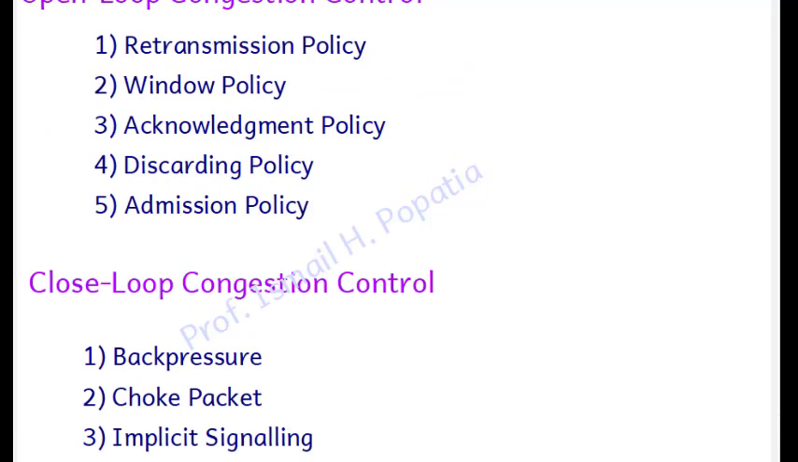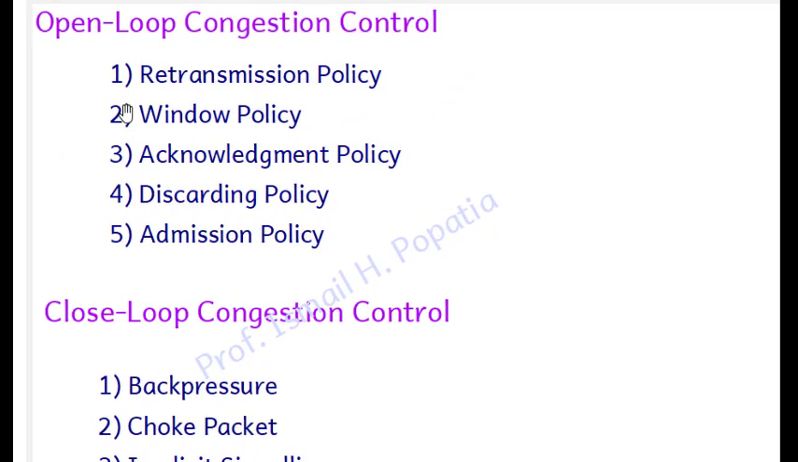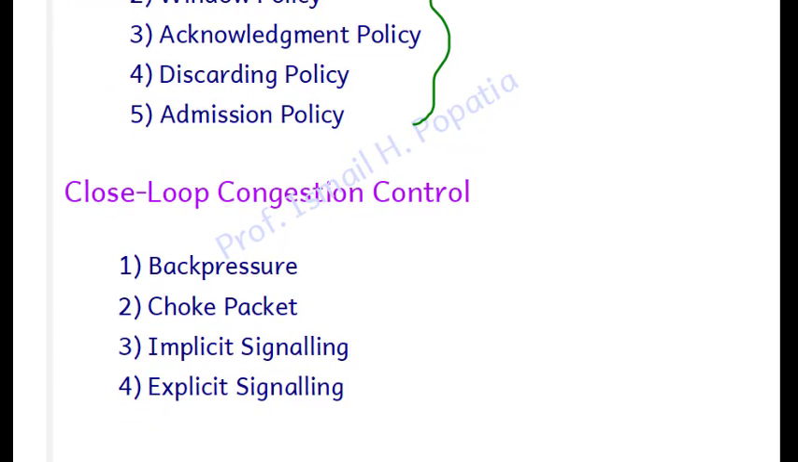These are some of the techniques and mechanisms with respect to open loop congestion control: retransmission policy, window policy, acknowledgement policy, discarding policy, and admission policies. These are the policies used for open loop congestion control, and these are the ones used for closed loop congestion control: back pressure, choke packet, implicit signaling and explicit signaling.